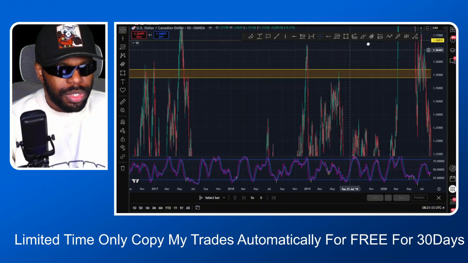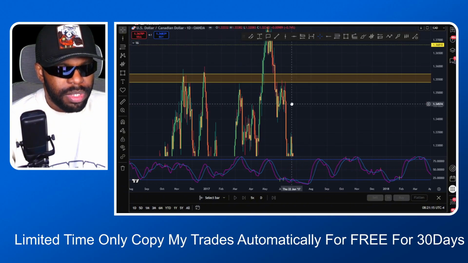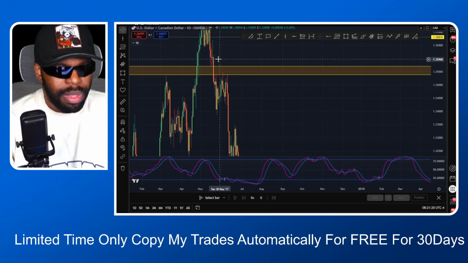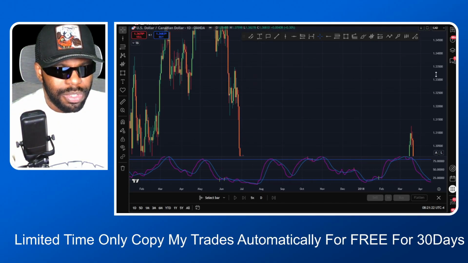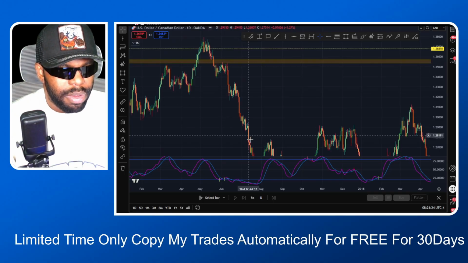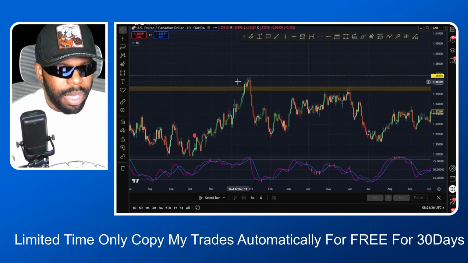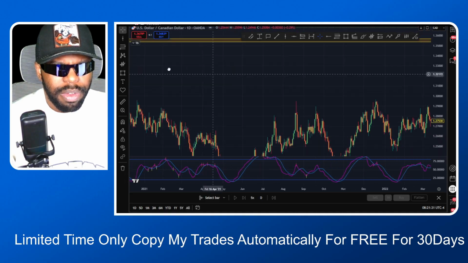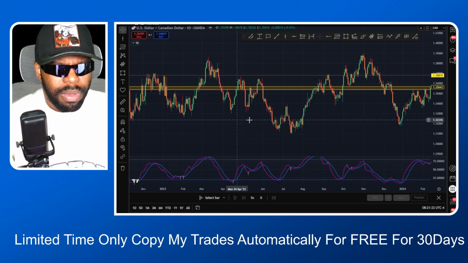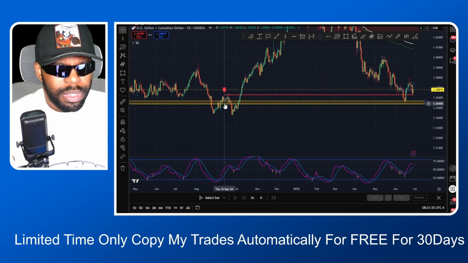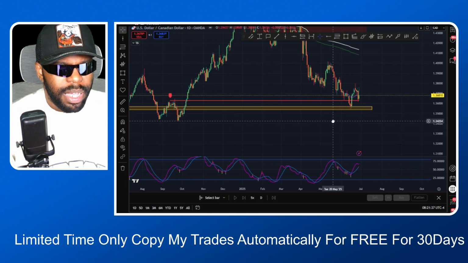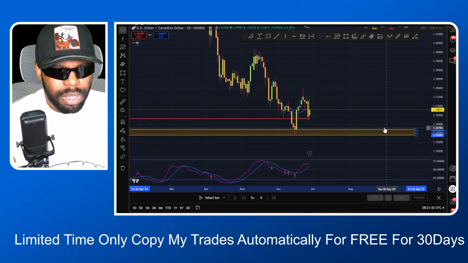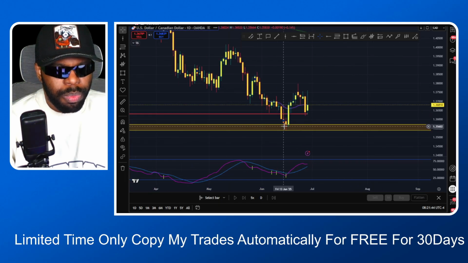And as you can see, I'm seeing some rejection here. I'm seeing a lot of rejection here, here, here, major rejection. As you can see, this is a major rejection right here. Come back, rejection. I'm seeing some rejection there. As you can see, this zone is pretty strong. So I also like to draw it in the future here.